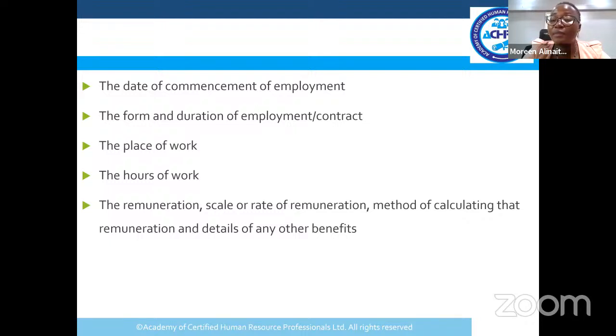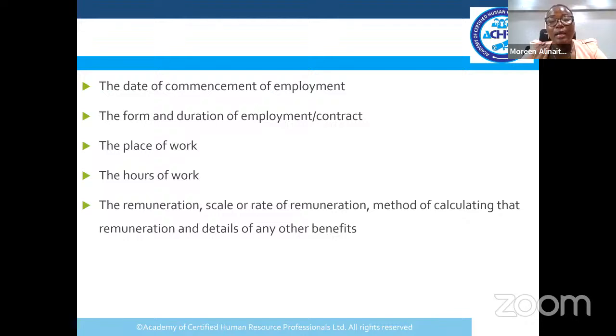How much are you paying this person? For example, the government has scales. Is it scale K, scale J, scale G? For government employees, it should have the scale. It should have the method of calculation. For example, maybe you're paying them on an hourly basis. I'm told in some places people are paid by the hour. The hours you work is what you earn.